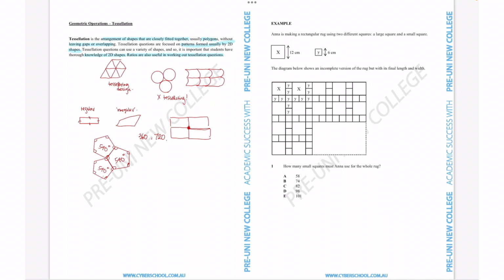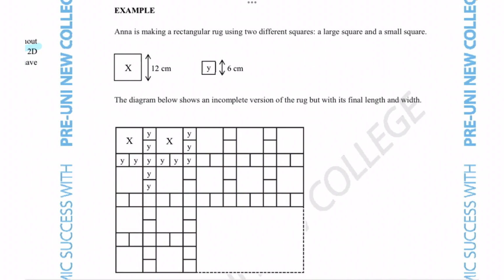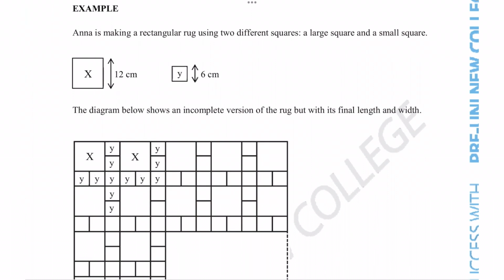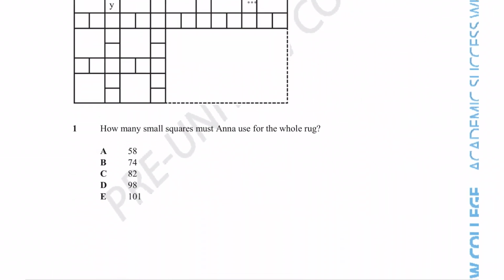So that's just something interesting that we can keep at the back of our minds when we're dealing with tessellation questions. Now, let's see if we can tackle this example question. Anna is making a rectangular rug using two different squares, a larger square and a smaller square. The diagram below shows an incomplete version of the rug, but with its final length and width. The question is, how many small squares must Anna use for the whole rug?